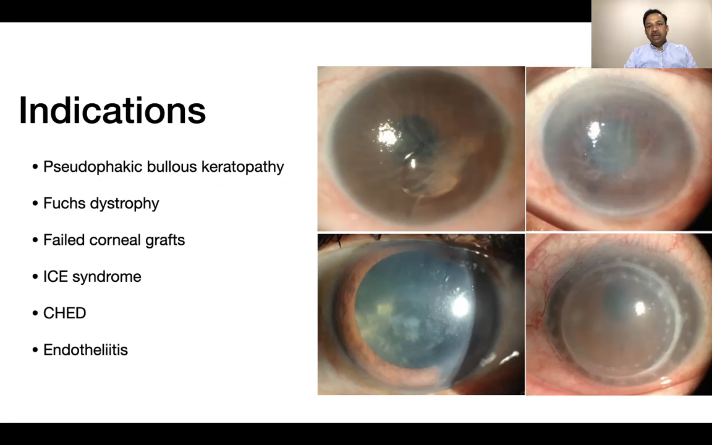The indications for endothelial keratoplasty are basically any condition with endothelial dysfunction. The common indications we see in our clinical practice are pseudophakic bullous keratopathy and Fuchs dystrophy, but it can also be performed in failed corneal grafts, and in rarer conditions like ICE syndrome, congenital hereditary endothelial dystrophy, and endotheliitis arising from viral endotheliitis or toxic anterior segment syndrome.